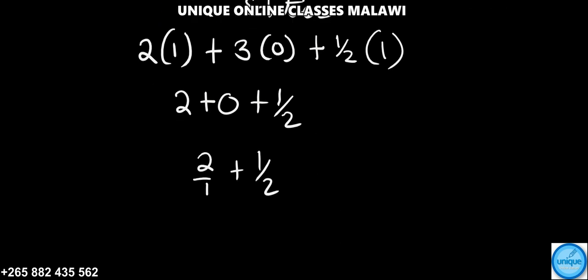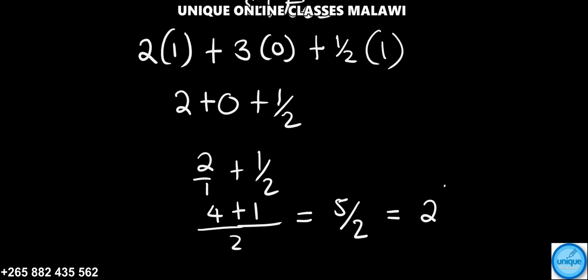We apply the common denominator, that's 2. So 2 times 2 is 4, then plus 1 times 1, that's 1. So here 1 plus 4 is 5, over 2, which can also be written as 2 and 1 over 2. So the solution is 5 over 2.